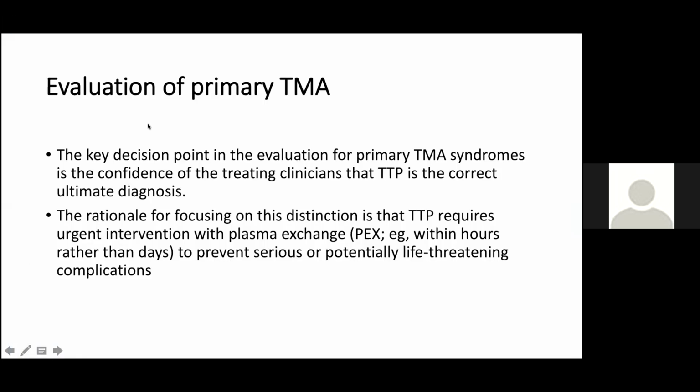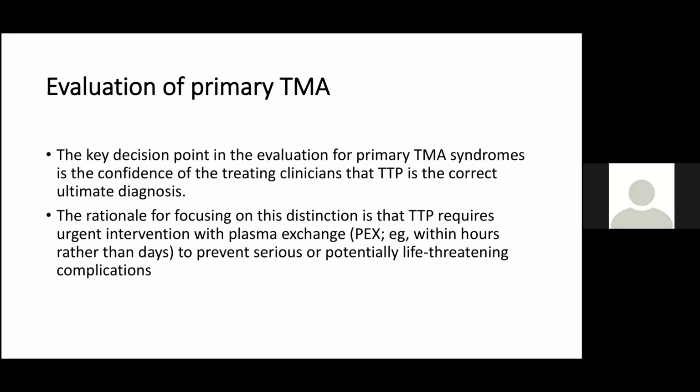So now we'll move on. First, if we have a suspected patient, we exclude the systemic diseases. Now we know this patient has primary TMA, then you have to identify the type, the evaluation of primary TMA. The key decision point in the evaluation for primary TMA syndromes is the confidence of the treating clinician that TTP is the correct and ultimate diagnosis.